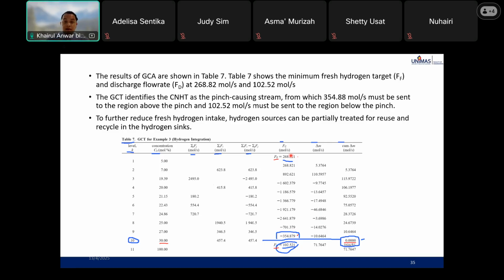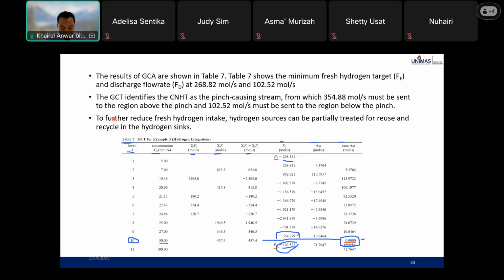So the GCT identifies the CNHT as the pinch causing stream. So here 30% refers to the CNHT. CNHT is the cracked naphtha hydrotreater. Then from which 354.8 per second must be sent to the region above the pinch and 102 is below the pinch.